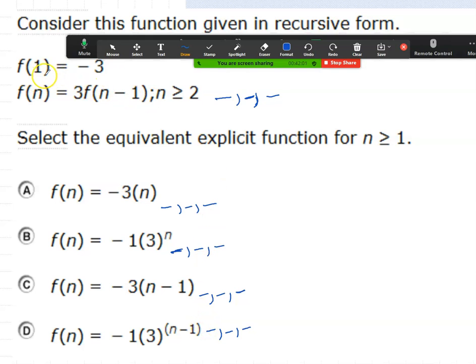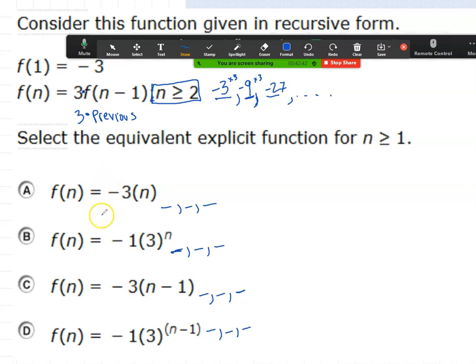So let's start with the recursive. F of 1 equals -3. There it is. The rule says that you're going to multiply 3 and multiply it by previous. That's the rule. And then the domain is from n greater than or equal to 2. So if you want to know this number, all you got to do is times 3. So that would be -9 times 3 again. That would be -27. You could keep going, but again, 3 numbers is good enough.